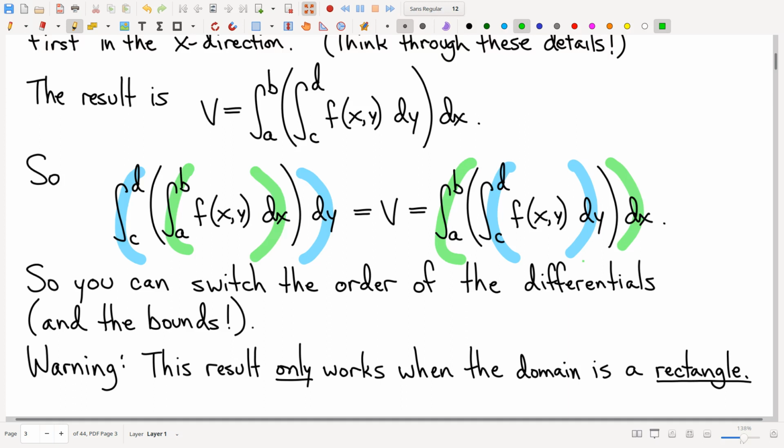Very convenient. Now do make sure that you don't do this. That's no good. It doesn't make any sense. Right? If you switch the differentials, you've got to switch the bounds too, for sure.